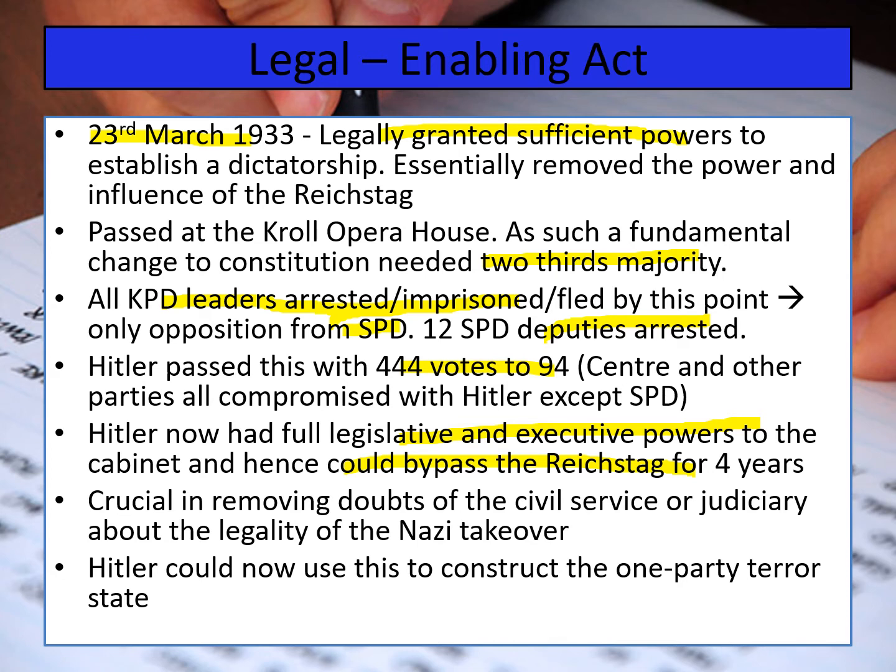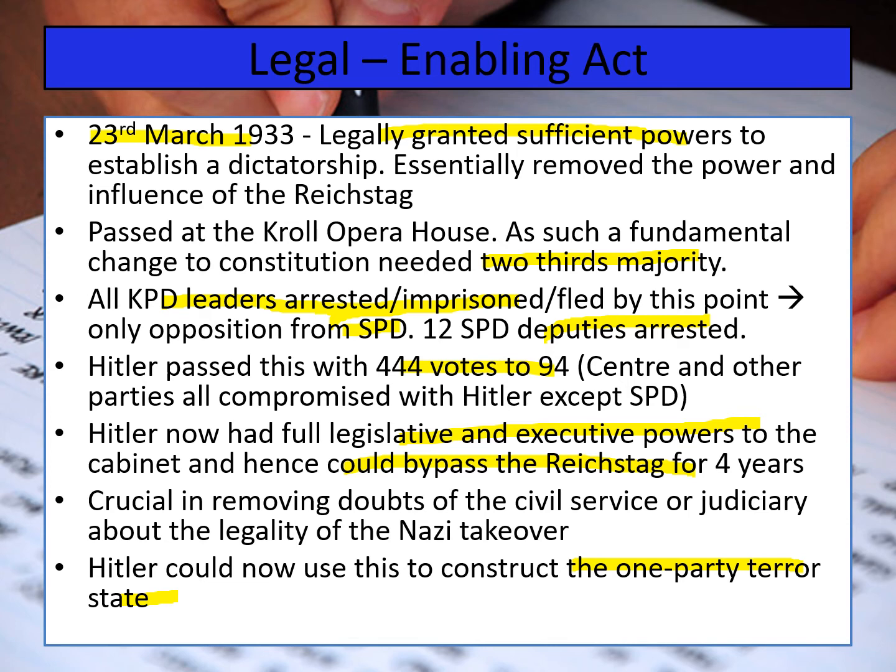And this allowed him to eventually create the one-party terror state. For instance, he used the Enabling Act to ban trade unions, which he does in May 1933. He also used this law to ban all other political parties, with the law against the formation of new parties in July 1933. And he also used this after Hindenburg died to create the role of Führer, or supreme leader, by combining the role of president and chancellor together.